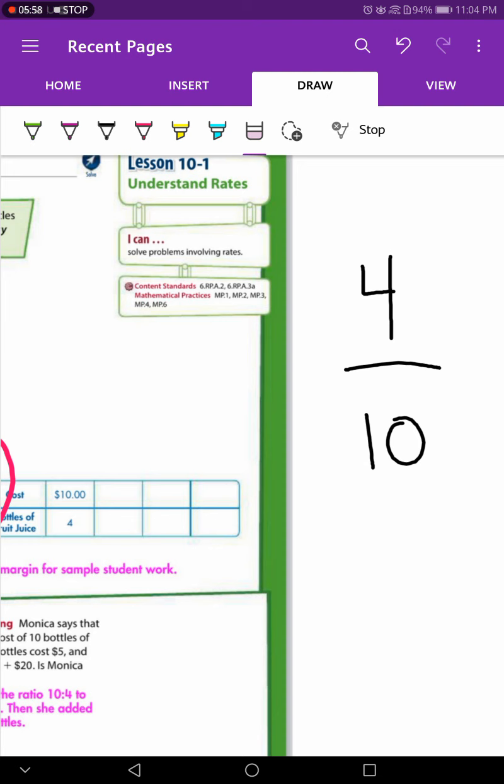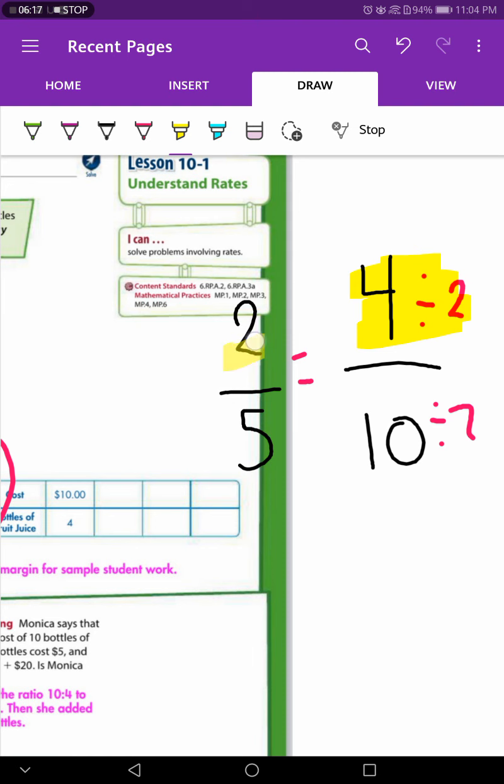Find the equivalent fraction by dividing. By what? By dividing. The top and bottom can be divided by 2. Yes, boys? Yes. So this will be 2 and this will be 5. Okay? 4 divided by 2 gives me 2, and 10 divided by 2 gives me 5.